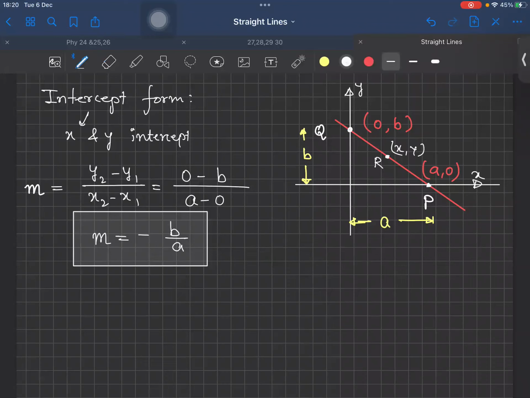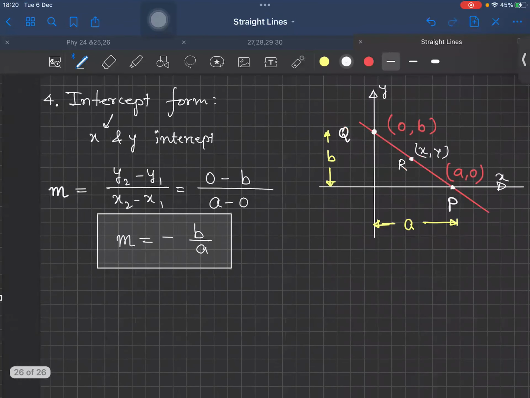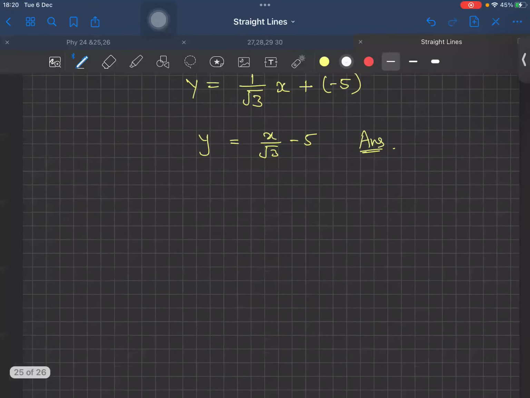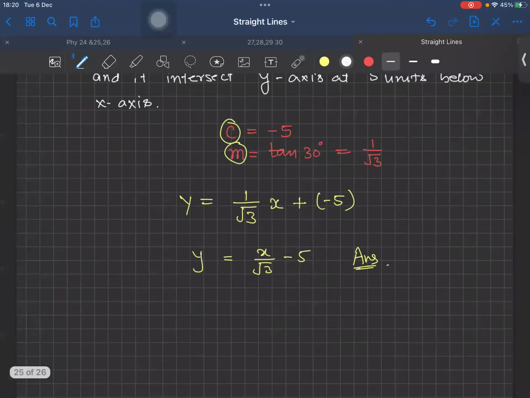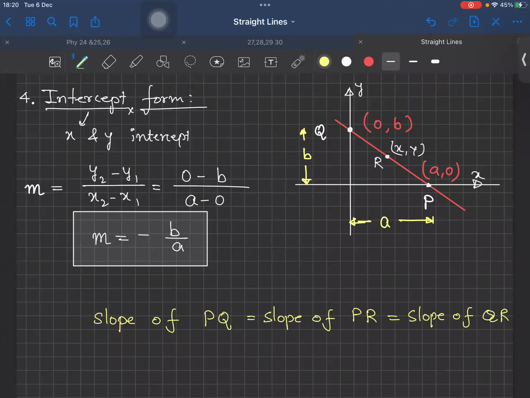Yes, sir. So this is the fourth form, slope intercept. Intercept form. Just intercept. So x intercept, y intercept is given. Now just tell me this. I'll write a statement. Slope of PQ is equal to slope of PR is equal to slope of QR. Just see if it is correct or not.